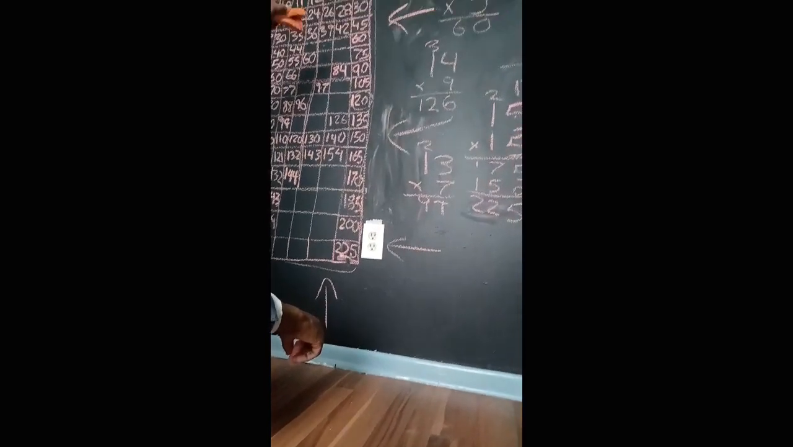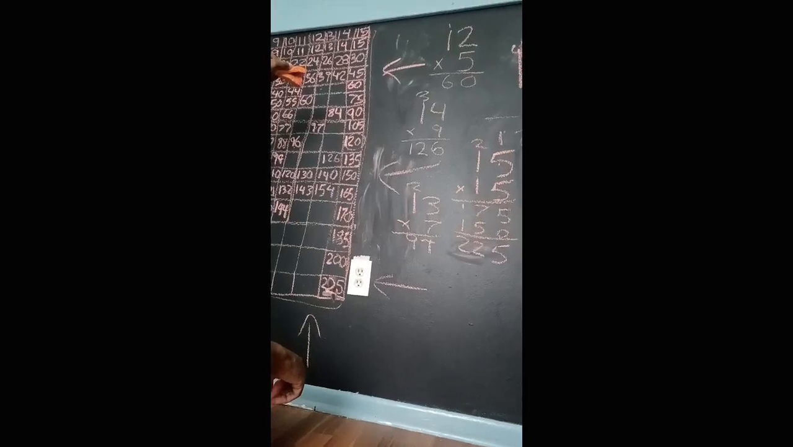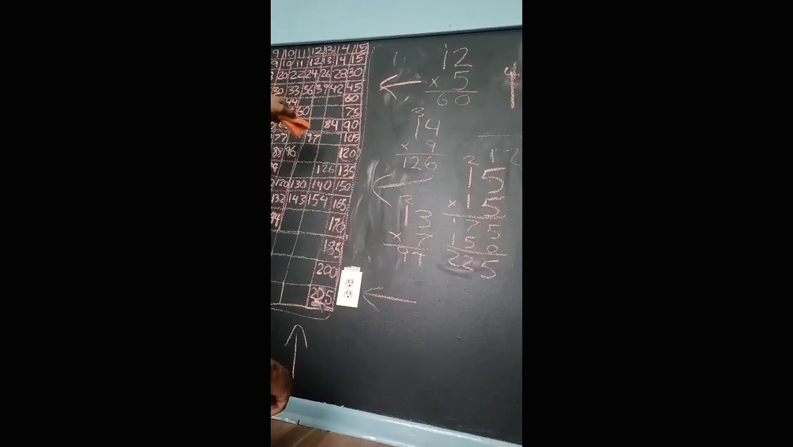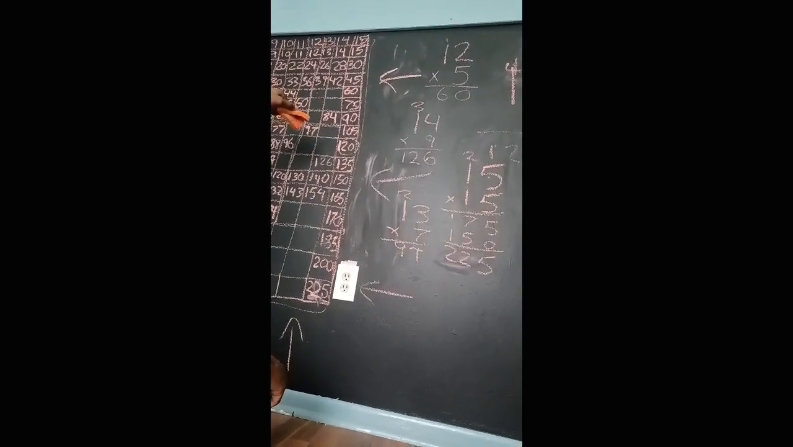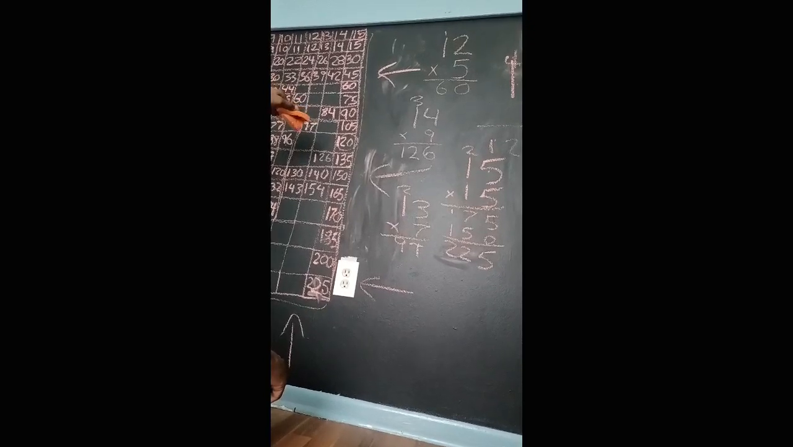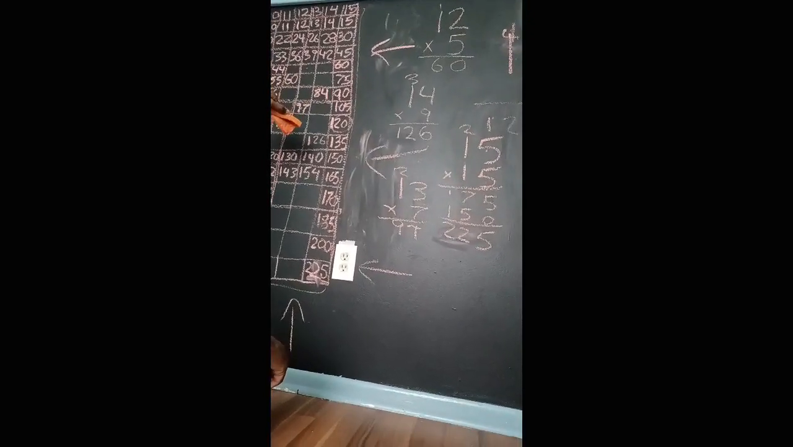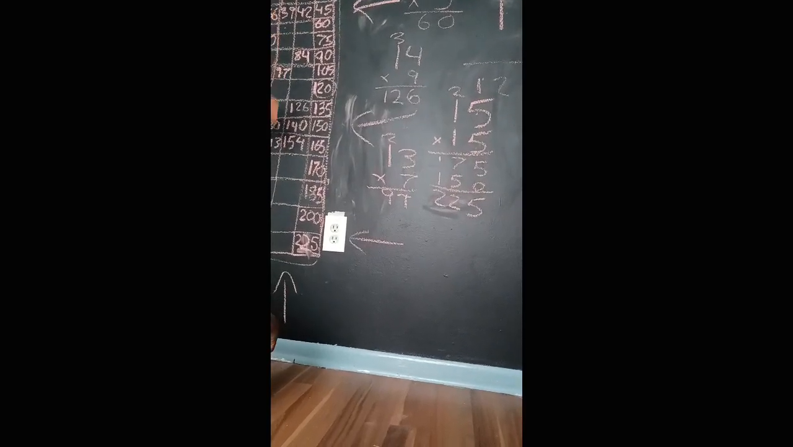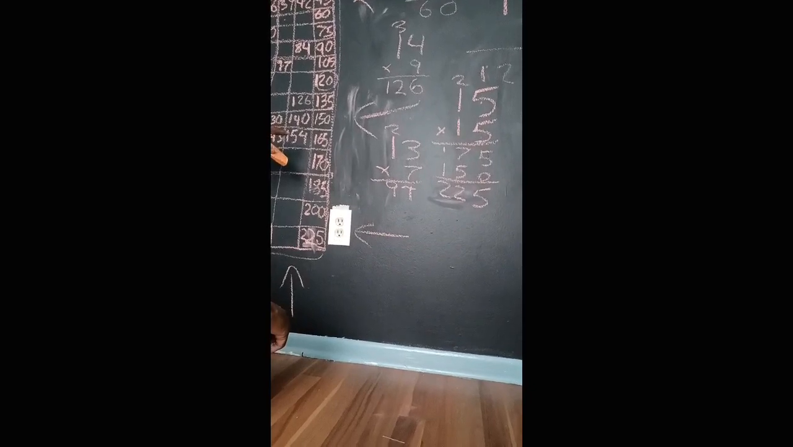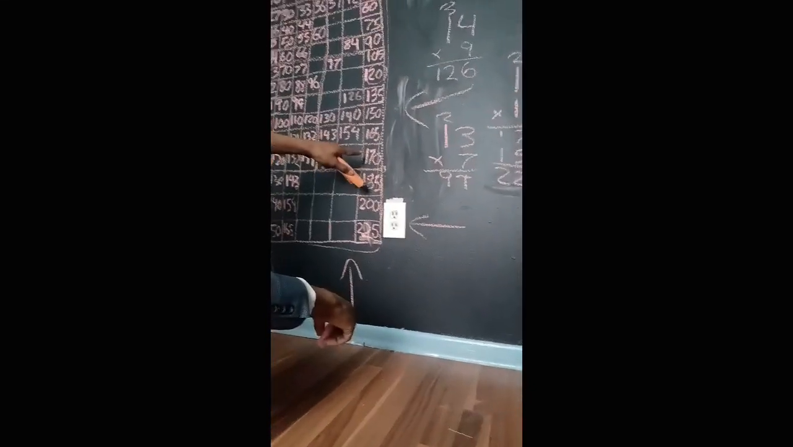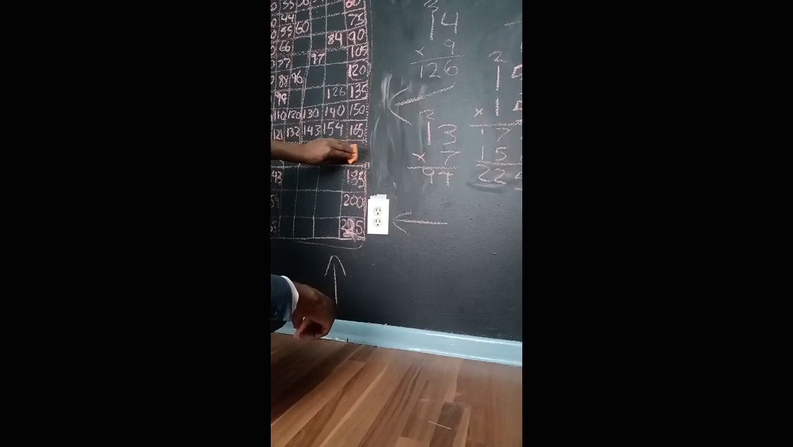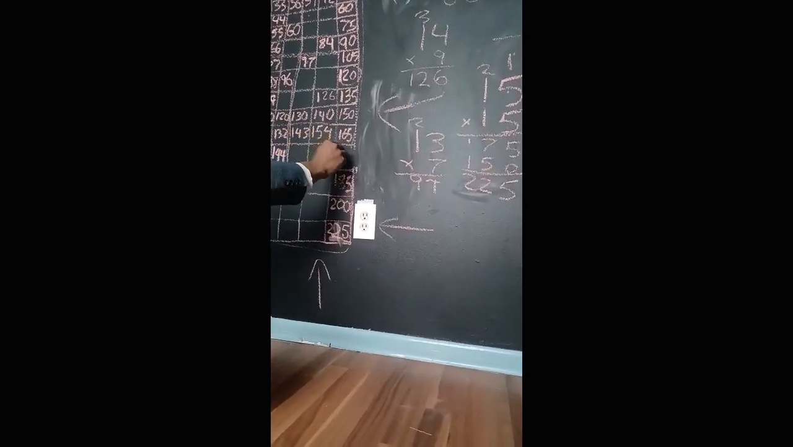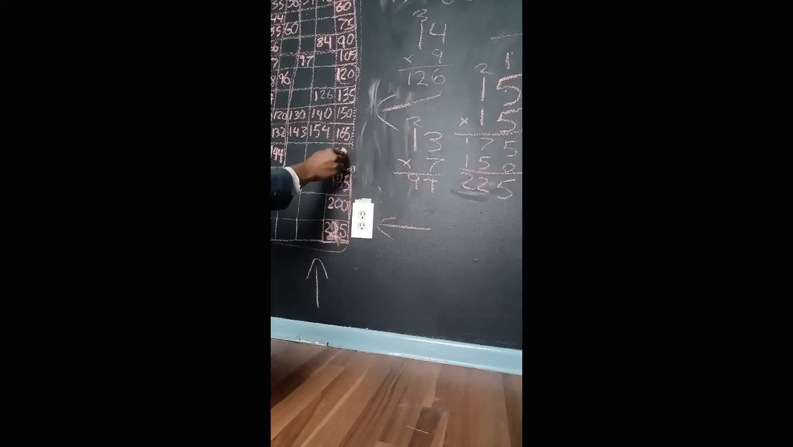15, 30, 45, 60, 75, 90, 105, 120, 135, 150, because 15 times 10 is 150. 165. Ah, right here. Here we messed up. This is not 170. You can't go from 165 to 170. So it's 165 to 180. How did I put a 7 in there?